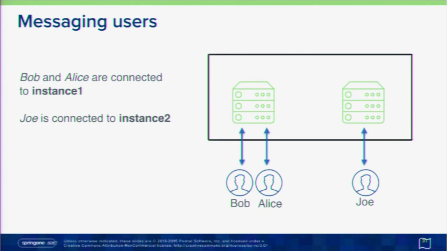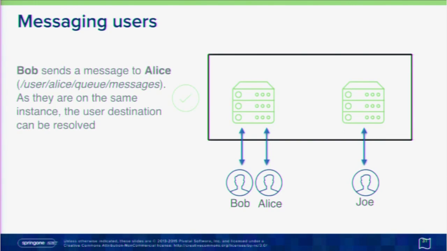So now, if we enable that, Alice will be able to send a message to Joe, because even if the first instance is not able to send that message using RabbitMQ, that instance will broadcast to all the other instances, and all the other instances will have the chance to resolve that destination. And eventually, Joe will receive that message.